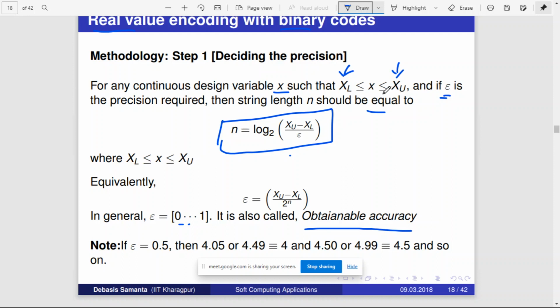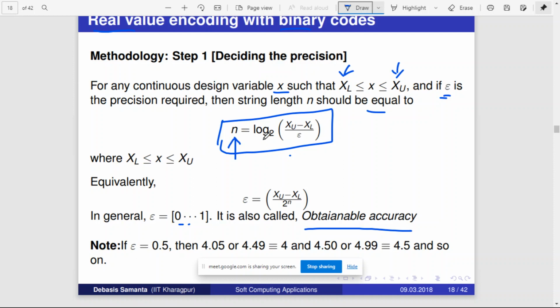If you know all these things, then you can identify how many bits are required to represent this x in binary. n represents the number of bits required to represent this real value in binary. That can be calculated using this equation: n = log 2 of (xu minus xl) by epsilon. So if you could decide the obtainable accuracy epsilon, then from that you can identify n, the number of bits required to represent x in binary form.